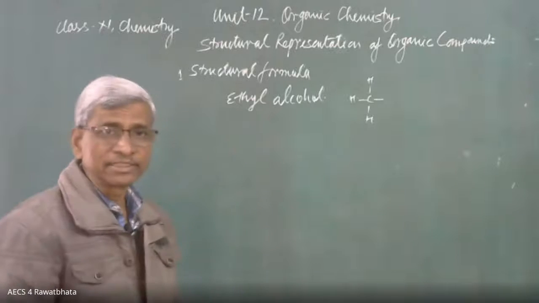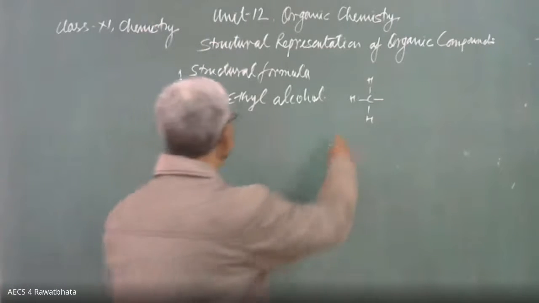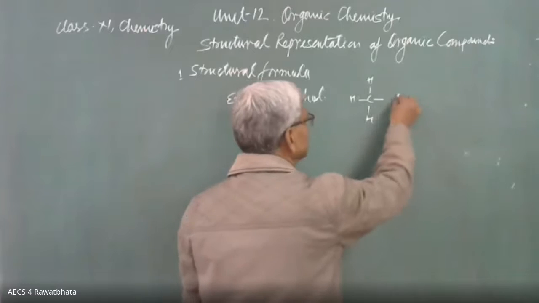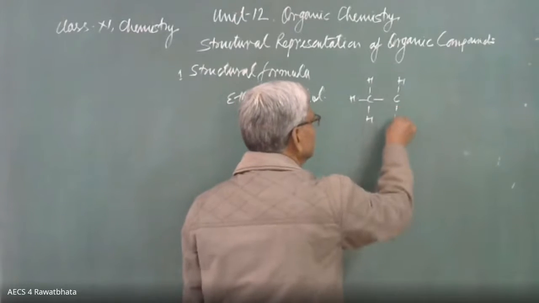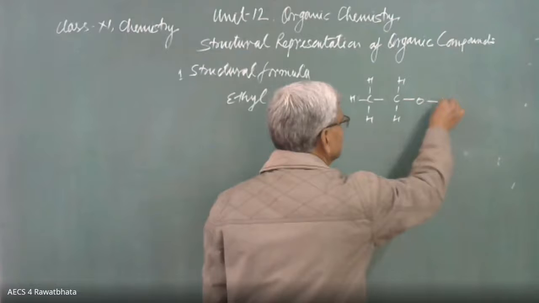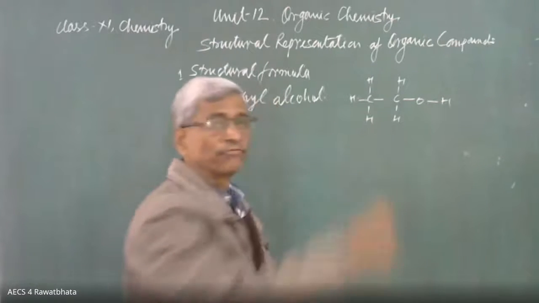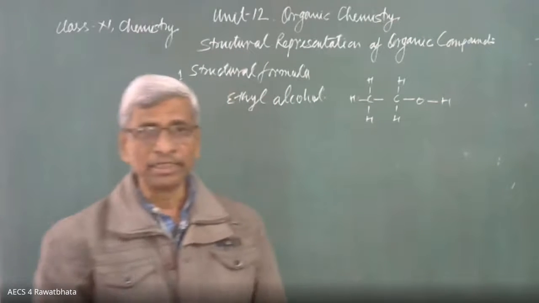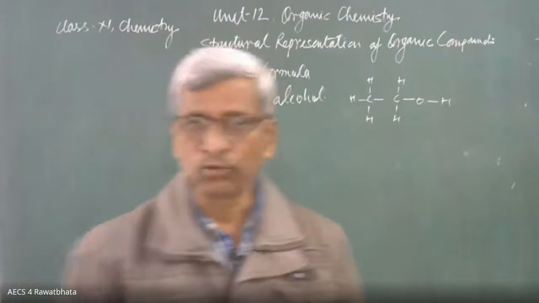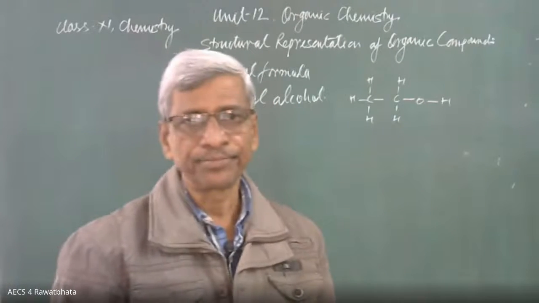Ethyl alcohol is an organic compound. Its structural formula is like this. Here is CH3, CH2, and OH. This is the structural formula of ethyl alcohol. Its name is ethanol, also well known by this name, ethanol.